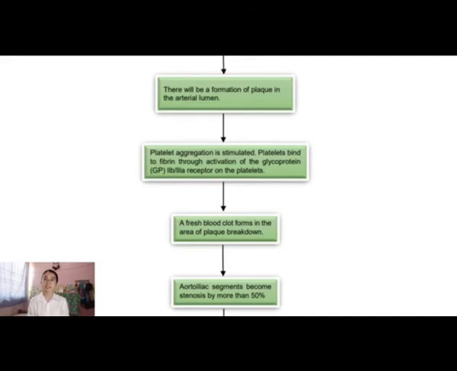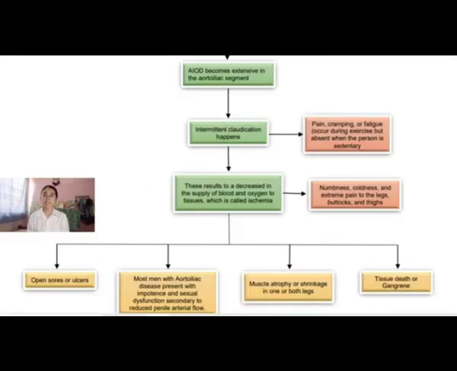If the plaque increases in size and occupies at least 50% of the arterial lumen, the velocity of the blood flow through the stenosis can increase. It will become extensive to the aortoiliac segment. Most men with aortoiliac disease present with impotence and sexual dysfunction secondary to reduced penile arterial flow.